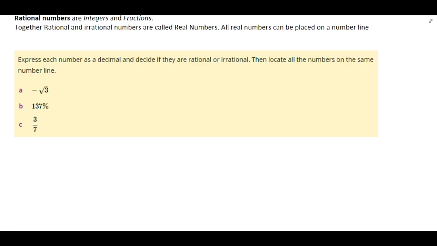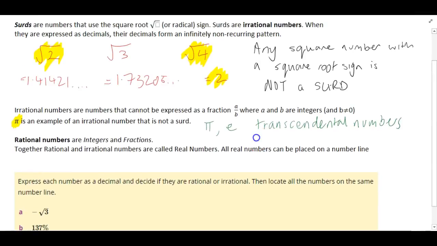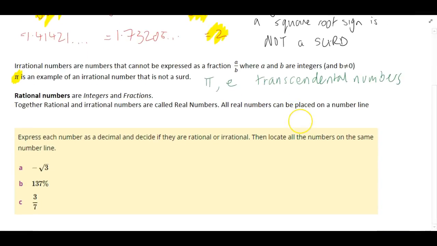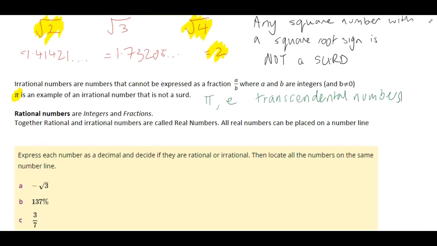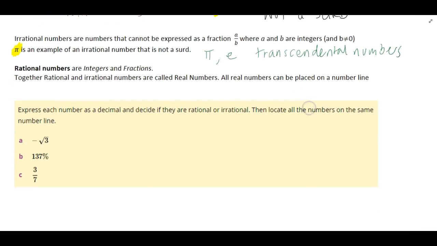Now I'll just refer back up to the question we did before. Square root of 3, if you do that on your calculator, and I think you're actually allowed to do these on your calculator, ends up being 1.7325, etc., forever and ever. Now, this is a negative version of that, so it's an irrational number. It's a surd. It just happens to be a negative surd. Negative surds are also surds as well. So we'll do the number line in a minute. We'll come back to that, and we'll go to 137%.